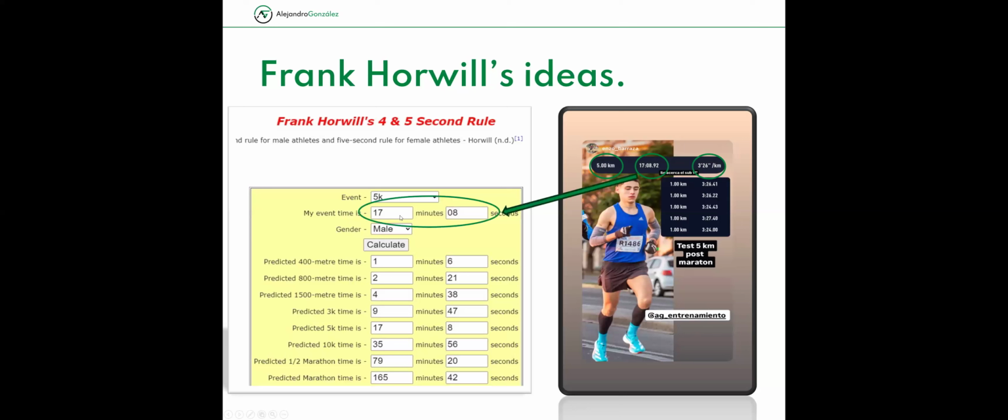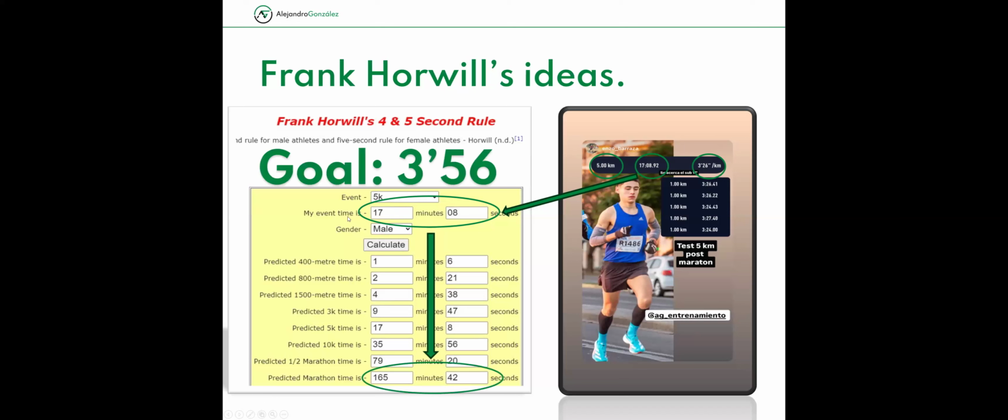That means that in this pace calculator, or race time calculator, I filled in this time, and the predicted time for the marathon is 2 hours 45 minutes and 42 seconds. And at the same time I can get different paces. That means my goal pace for the race is 3 minutes 56 seconds every kilometer.